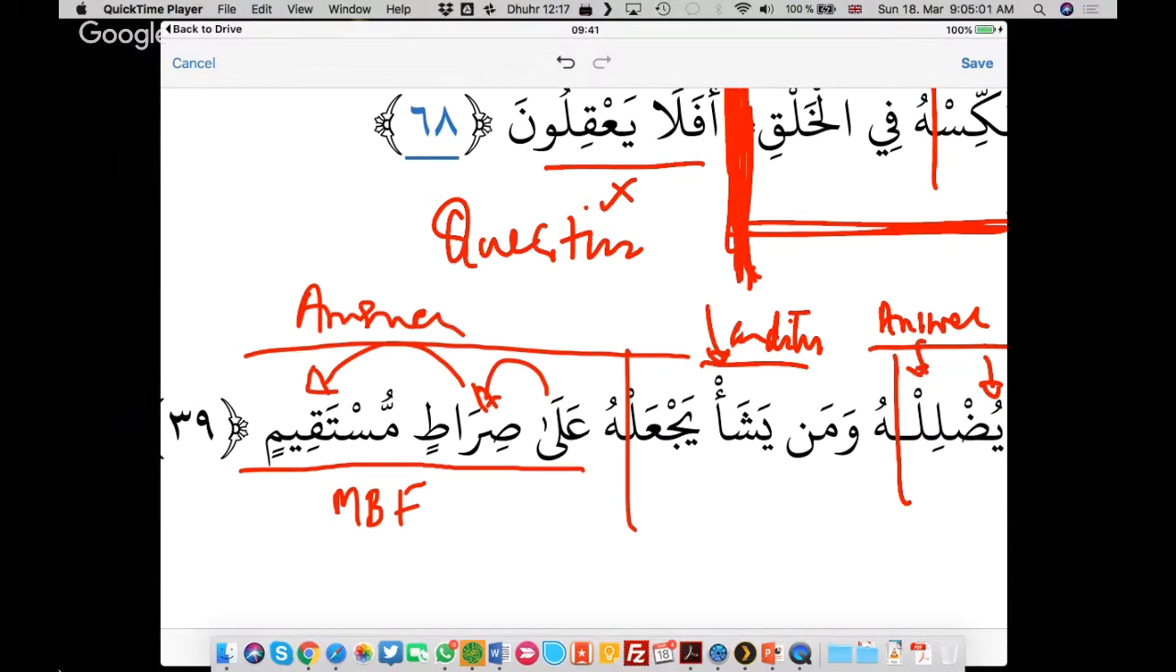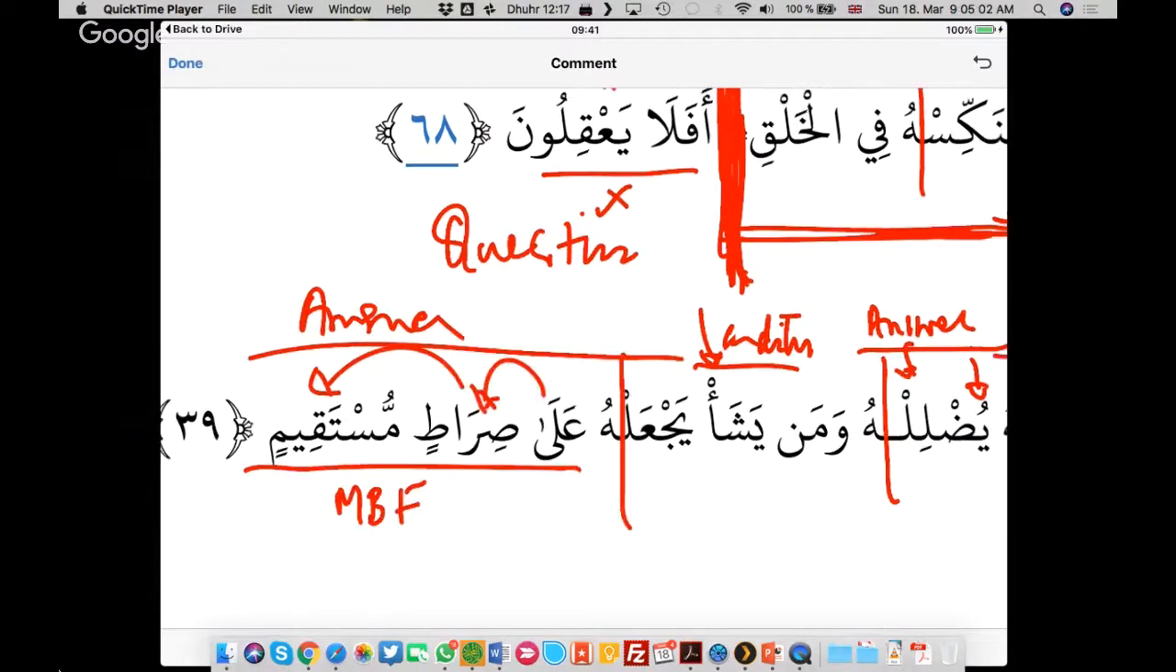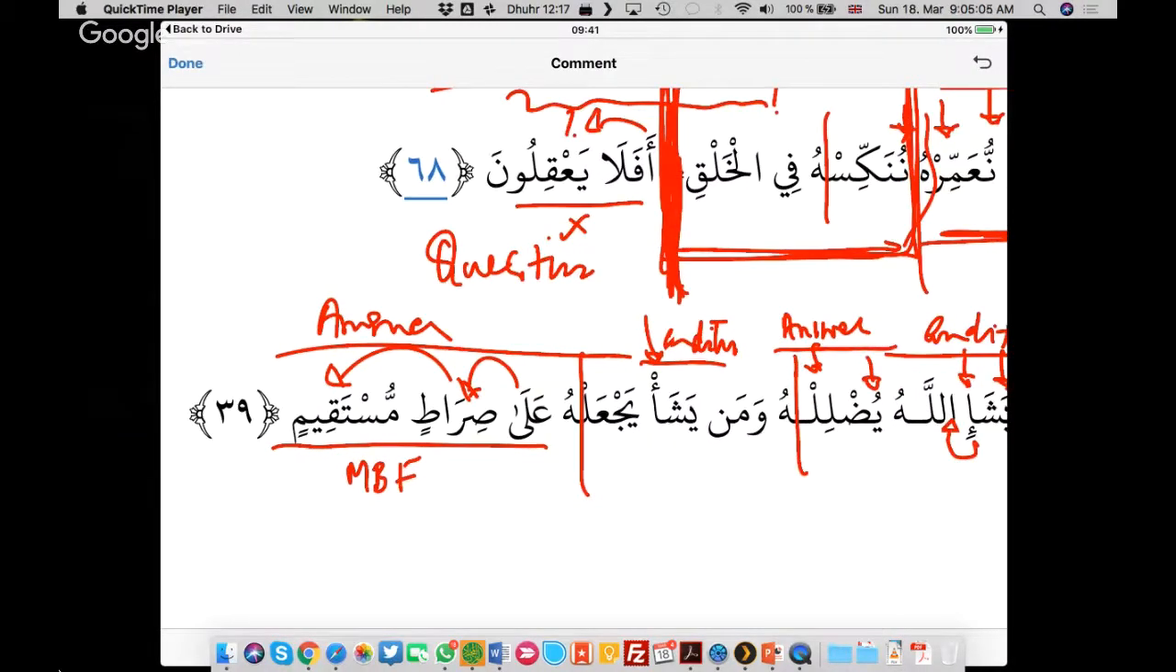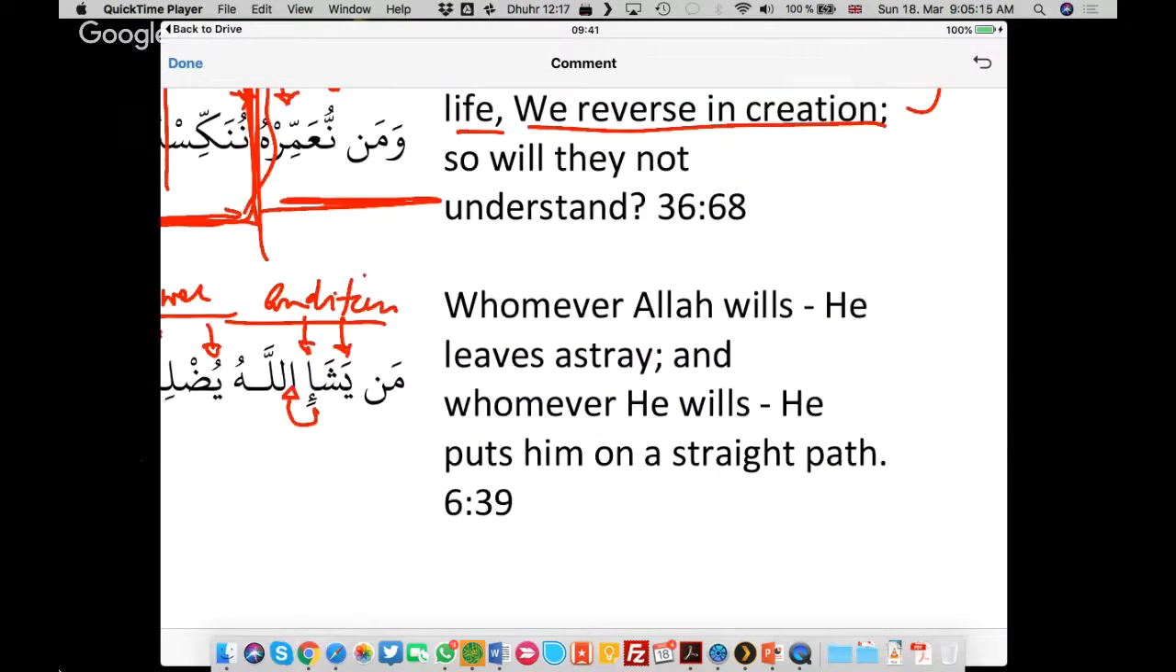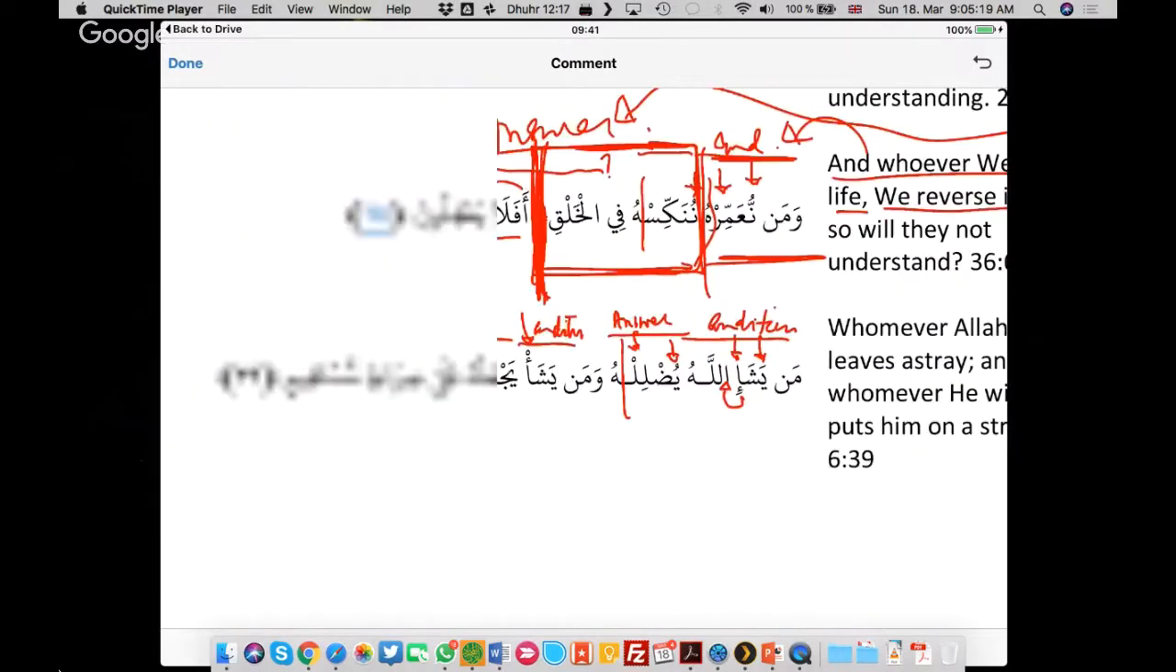Okay, and whoever he wishes, he places him on the right path, and whomever he wills, he puts him on a straight path. Okay, these are all conditions.